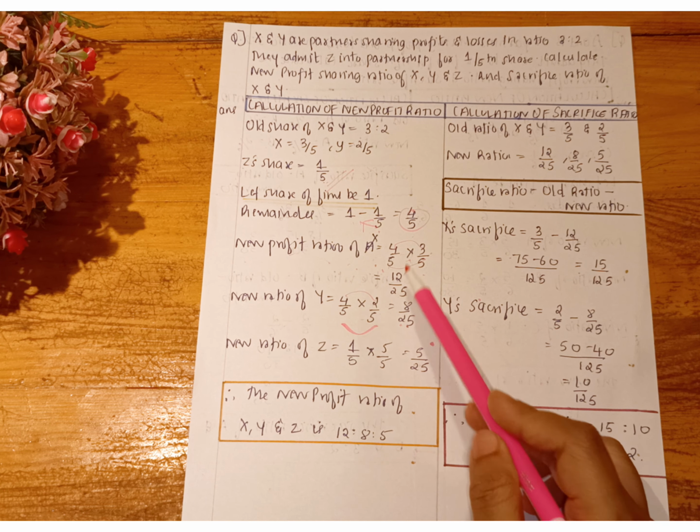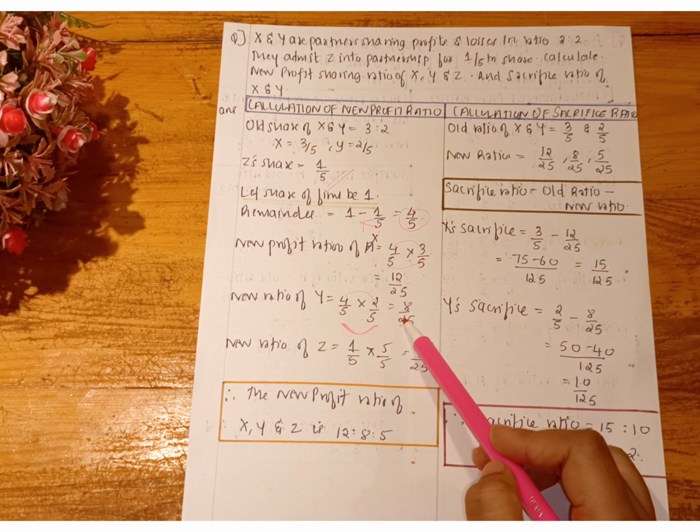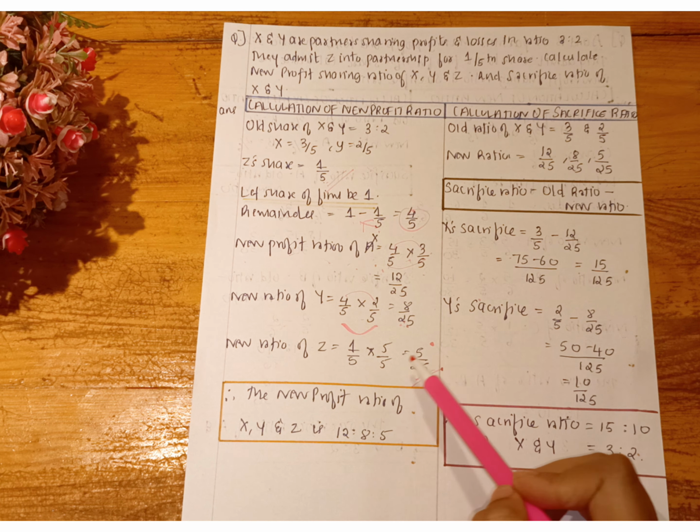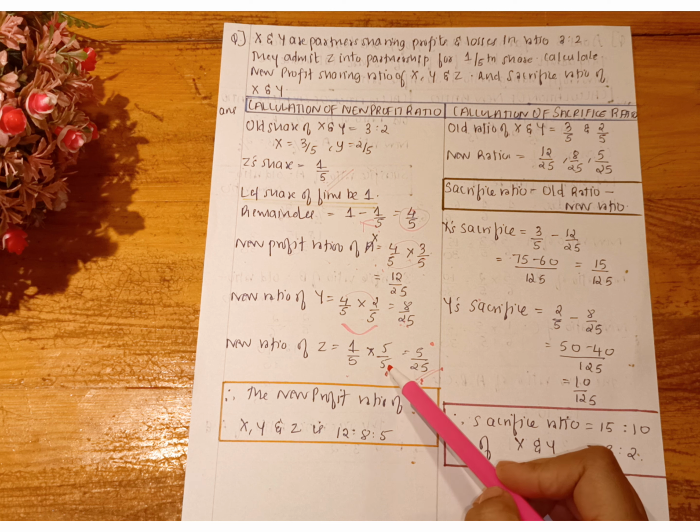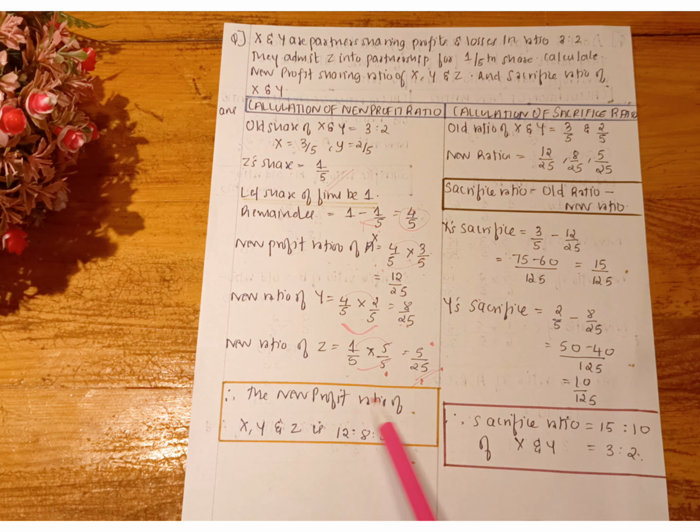Here we can see the denominators for both X and Y is 25, so here also we need 25. So we will get 25 in the denominator only when you multiply 5 with 5. So when you put 5 in the denominator, you have to put it in the numerator as well. So 5 1s are 5, 5 5s are 25. Therefore, the new profit sharing ratio of X, Y and Z is 12:8:5. Okay. Moving on to the sacrificing ratio.